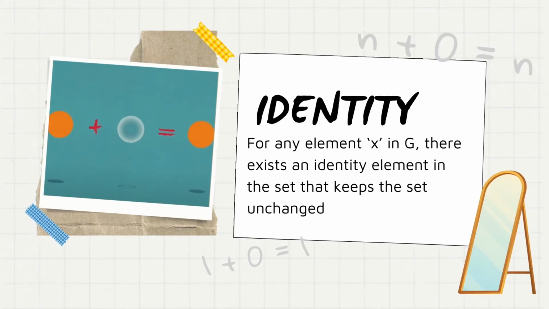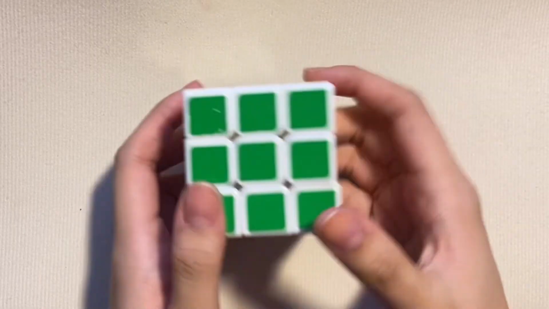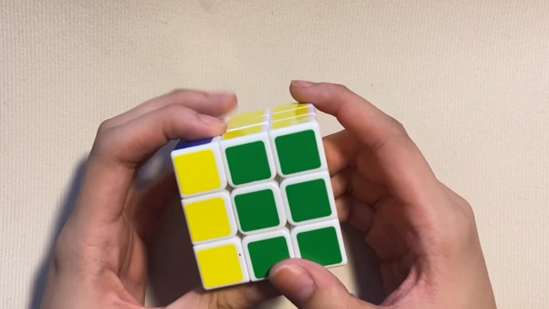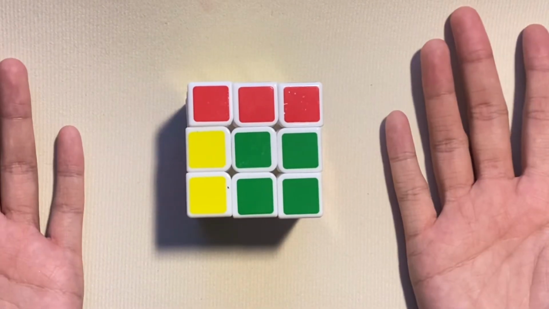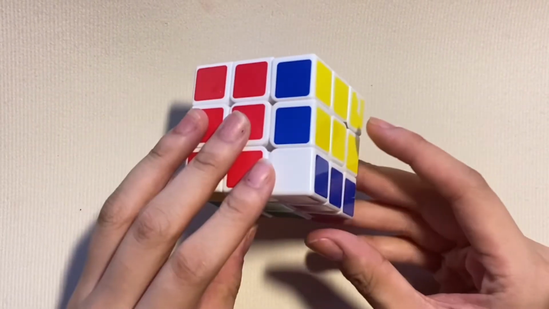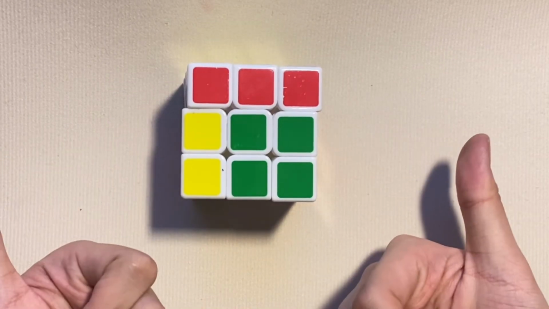Third, identity, wherein not doing anything is a symmetry. For any element X in G, there exists an identity element in the set that keeps the set unchanged. Basically, if you add 0 to any number, the value of the number does not increase or decrease. It just stays the same. So let's say if I move these 2 sides and don't turn anything or do any rotation on it, the cube stays in the same position as it is until I move it again.